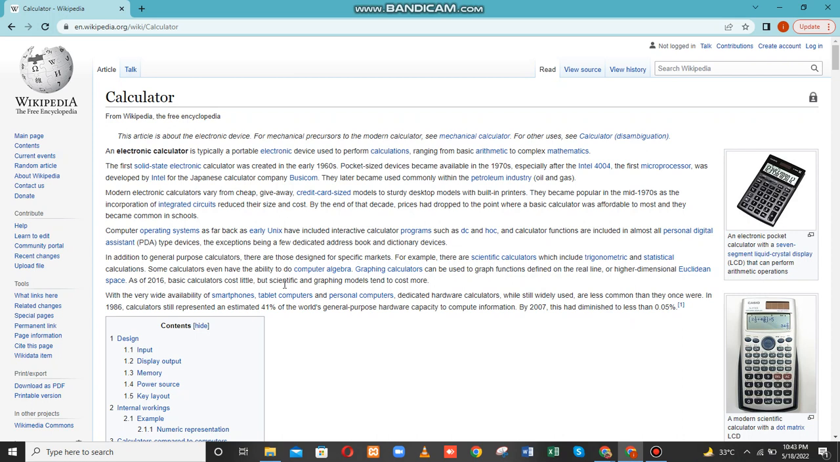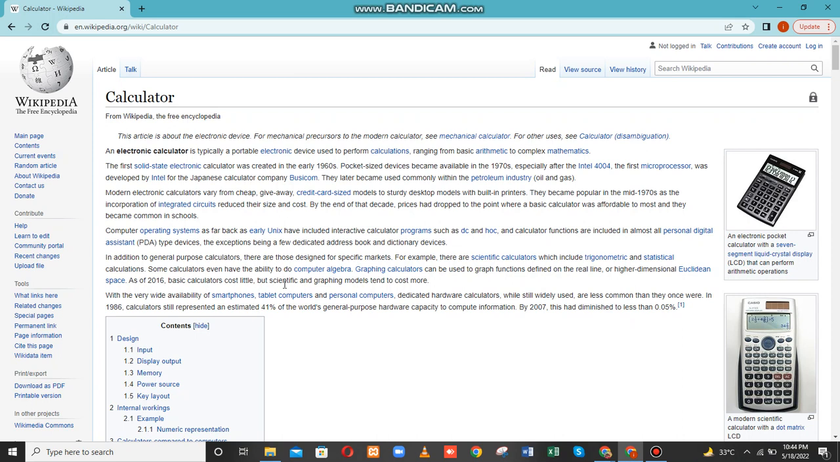Modern electronic calculators vary from cheap give-away credit card-sized models to sturdy desktop models with built-in printers. They became popular in the mid-1970s as the incorporation of integrated circuits reduced their size and cost. By the end of that decade, price had dropped to the point where a basic calculator was affordable to most, and they became common in schools.